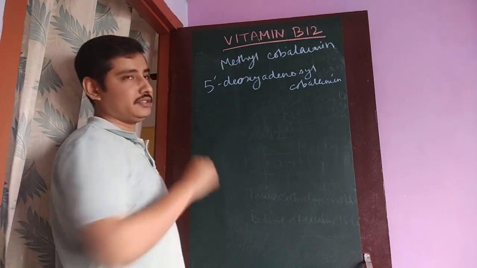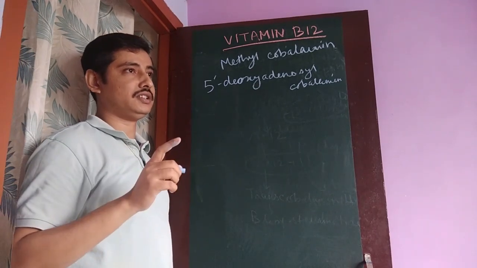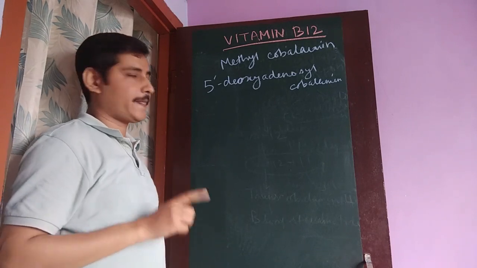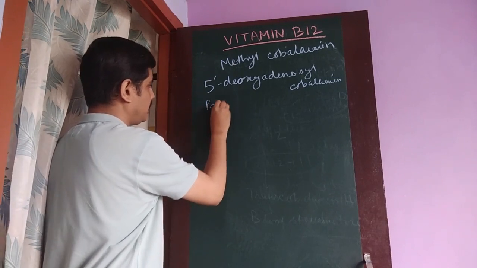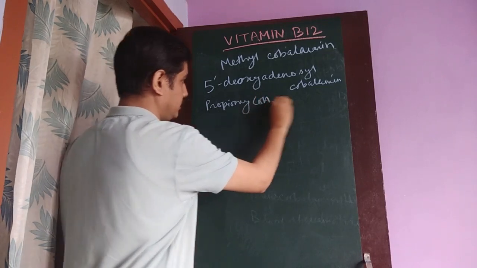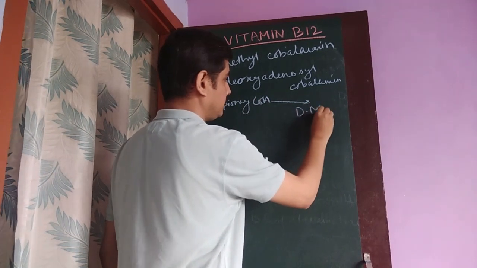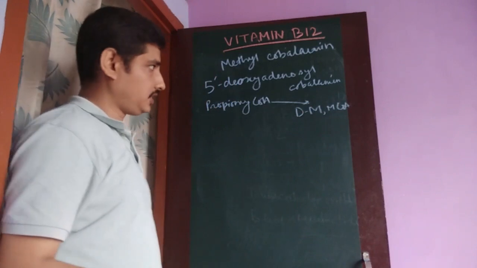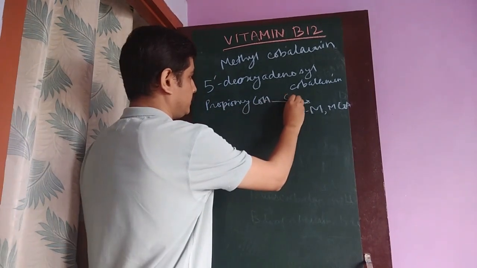So 5'-deoxyadenosylcobalamin: you all know that the conversion of propionyl coenzyme A to succinyl coenzyme A involves a series of reactions. The first reaction is propionyl coenzyme A, which is carboxylated to D-methylmalonyl coenzyme A. I am writing the short form. Okay, D-methylmalonyl coenzyme A by propionyl coenzyme A carboxylase.